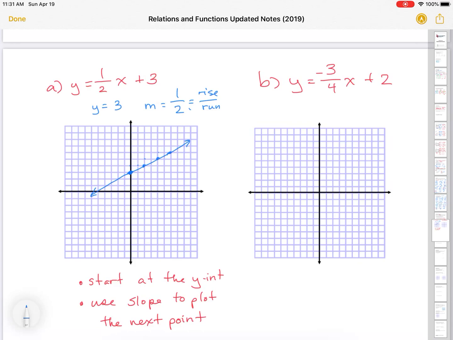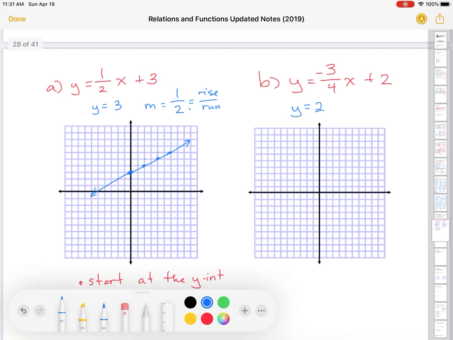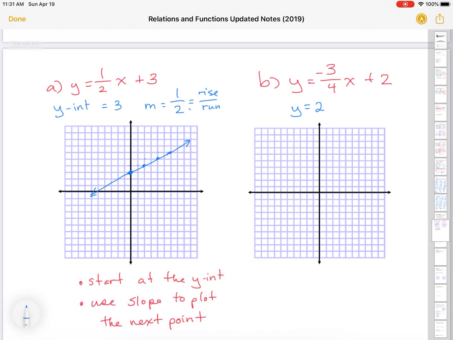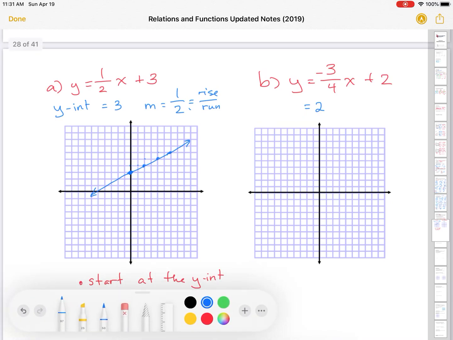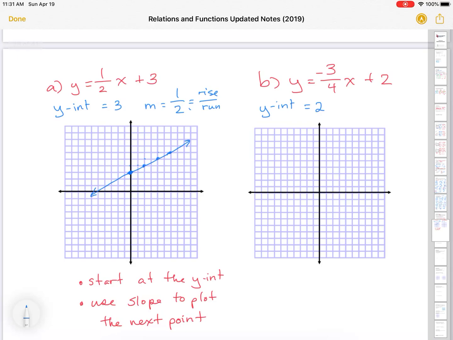So same thing over here. We look at our information from our formula. The y-intercept is 2, and I should actually change that to say y-intercept for you guys. Similarly here, the y-intercept equals 2, and I get that from there. And the slope equals negative 3/4. So notice the slope is negative, so that means when I'm counting my y's, I'm going to go down and to the right. So let's plot our first one.